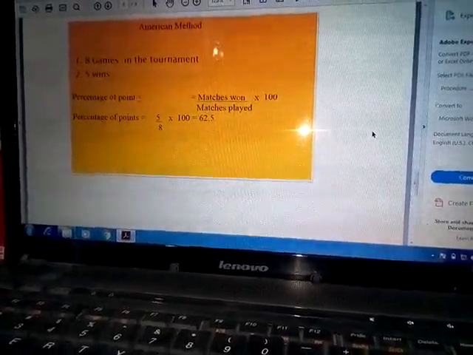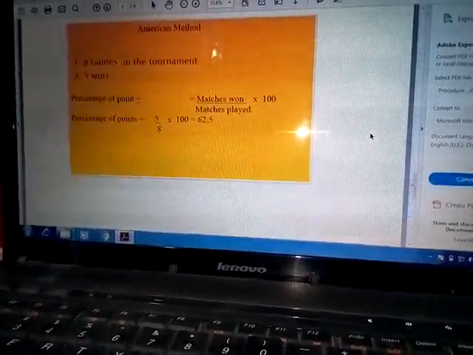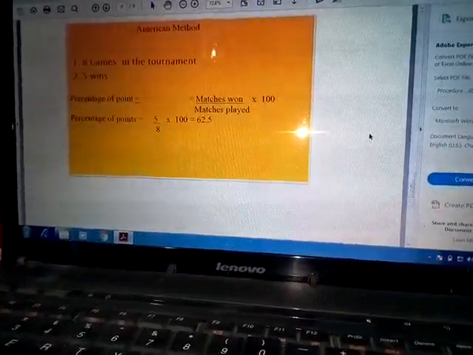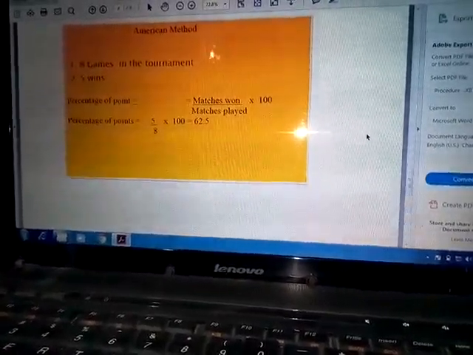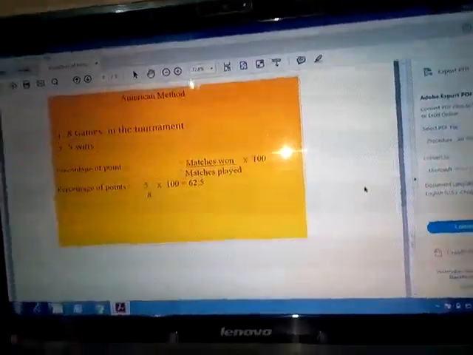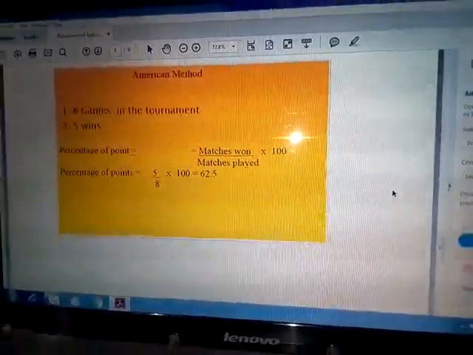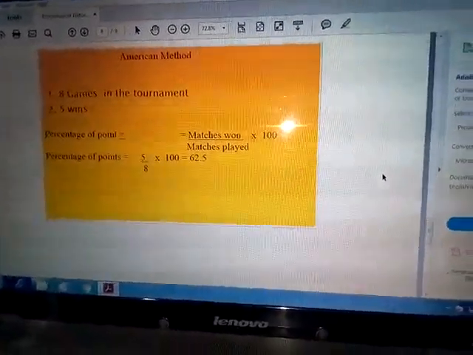It is very necessary in league tournaments to know about the point systems. Through the point systems only we are able to decide the winners and the losers in the tournaments.